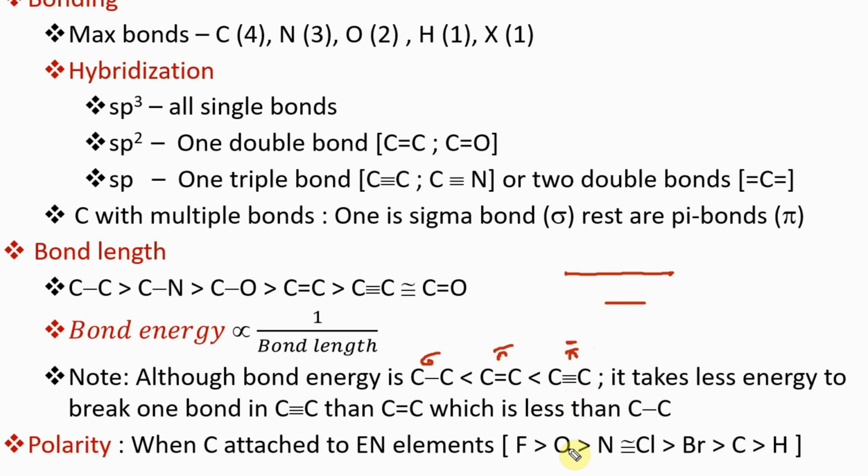Okay, last one, polarity. We are going to see polarity and dipole moment in chemical bonding lecture. At this point all you want to know is, if carbon is with an electronegative element, that bond will be polar. Okay, and the electronegativity order is this. We will see this also in chemical bonding lecture. Okay, at least at this point you want to remember these 4 at least.